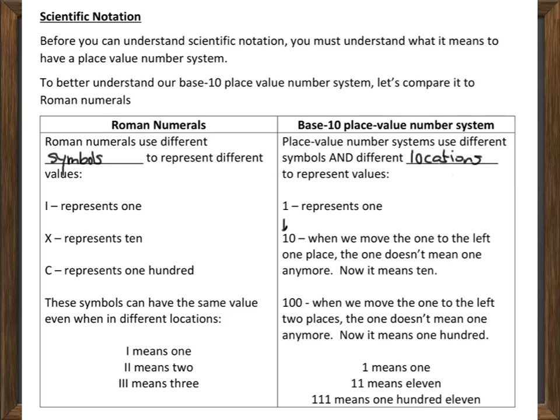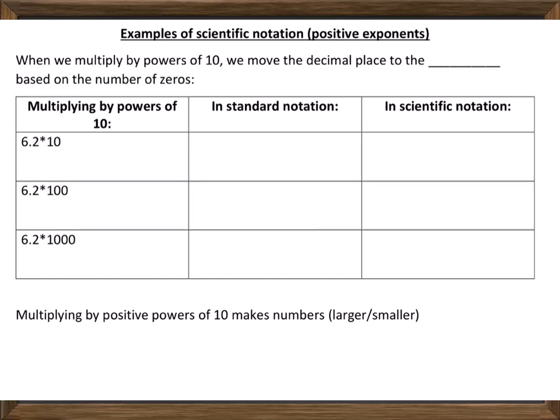All of a sudden, this digit that's still a 1 doesn't mean 1 anymore. What does it mean instead? It means 10. Likewise, if I put 2 digits to the right of the 1, it doesn't mean 1 or 10 anymore. Now it means 100. So as you can see here, 1 means 1, 11 we read as eleven, and 111 we read as one hundred eleven. So again, the same symbol can have different values depending on its location. And that's what a place value number system does, that a different system like a Roman numeral system does not have.